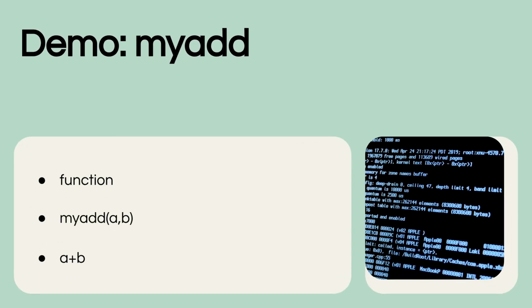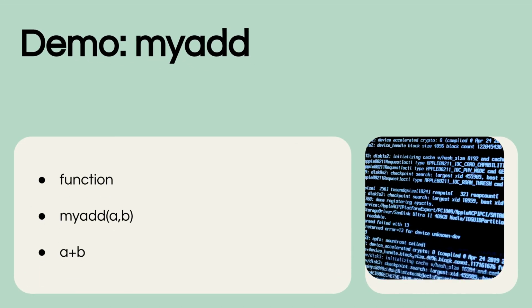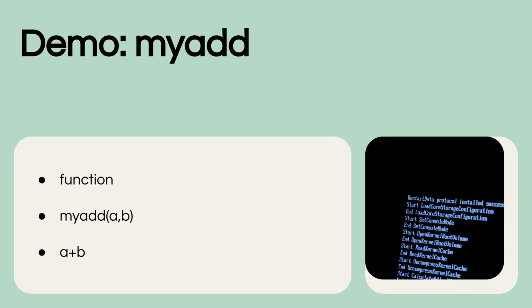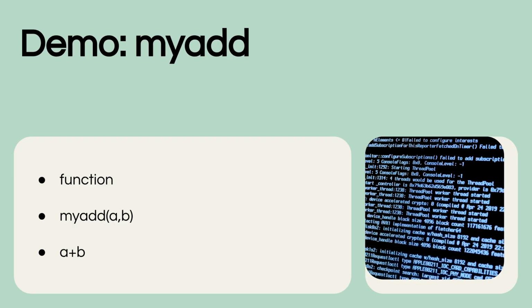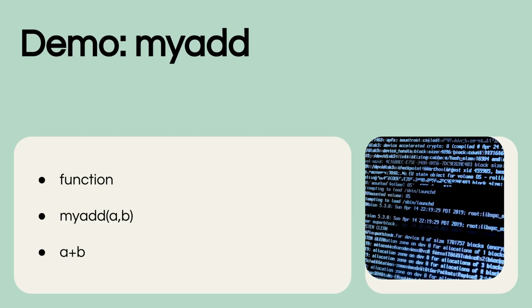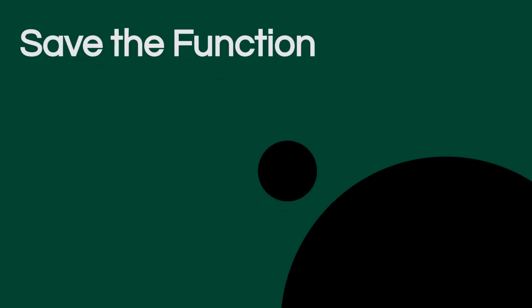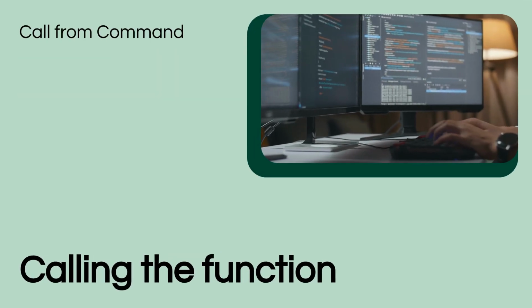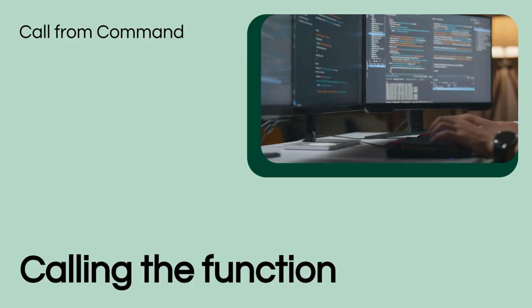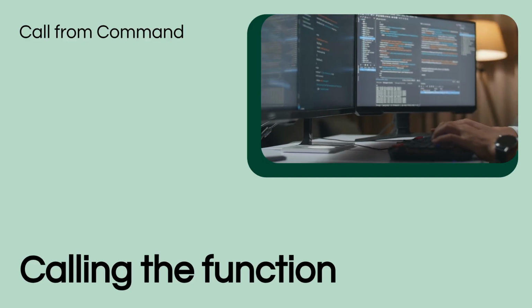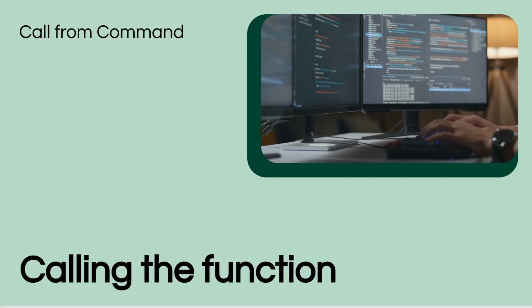Let's look at a simple example, a function called myadd that adds two numbers. It looks like: function out = myadd(a, b), out = a + b, end. Crucially, you must save your function in a file where the file name matches the function name. For myadd, save it as myadd.m. Once saved, you can call your function directly from the MATLAB command window, passing the required input values like myadd(5, 3).